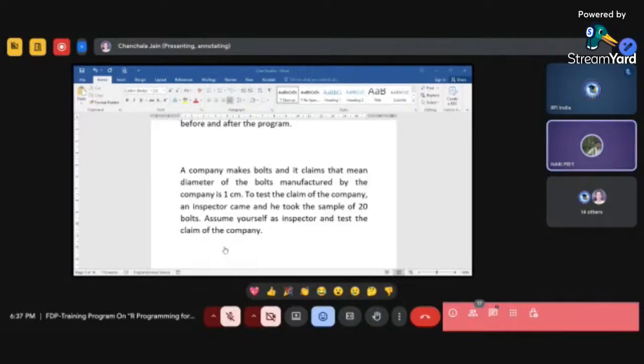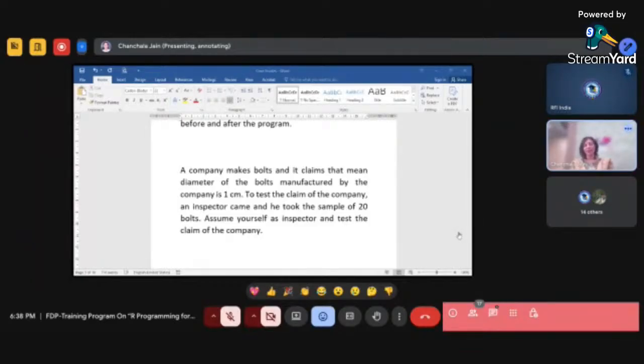Ma'am, since there is a single sample, I think a t-test should be used. Which t-test, sir? One sample test, right? Yes, ma'am. One sample t-test. Very good. It's very correct. Single sample is used here. We are having one single sample. Yes. Ranjita ma'am, Ramya ma'am, I think sir is very correct.